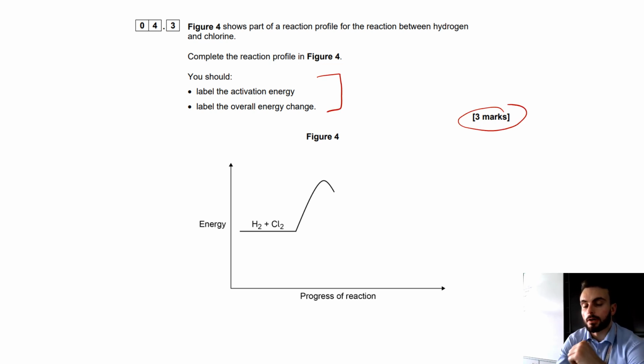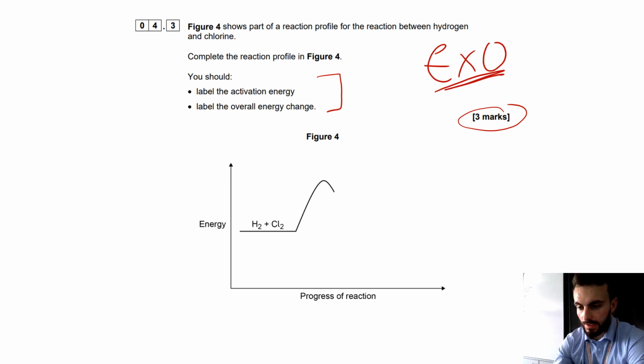To get the 3 marks, it's literally saying this is where you get the marks. So where's the activation energy? Where's the overall energy change? So first off, we need to spot that we said before it's exothermic. It means it's releasing energy to the surroundings. It means it's going to have lost energy in the end. There's going to be less energy in the products than there are in the reactants because it's releasing energy.